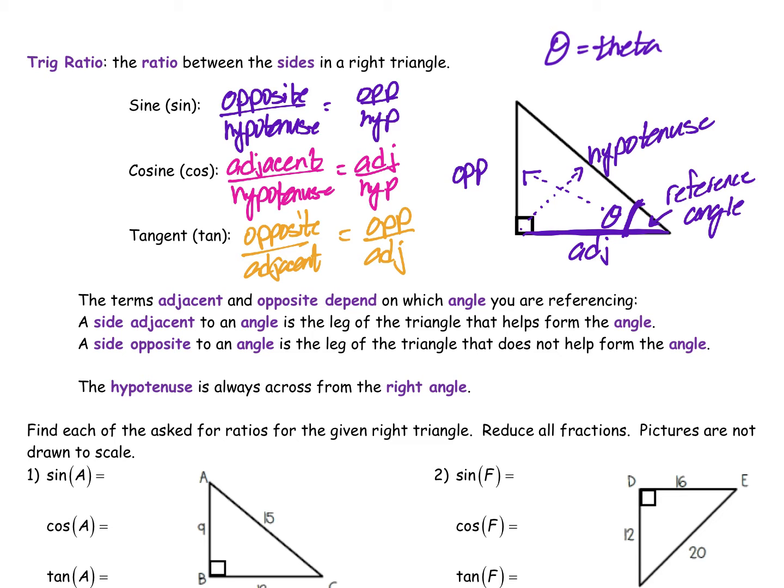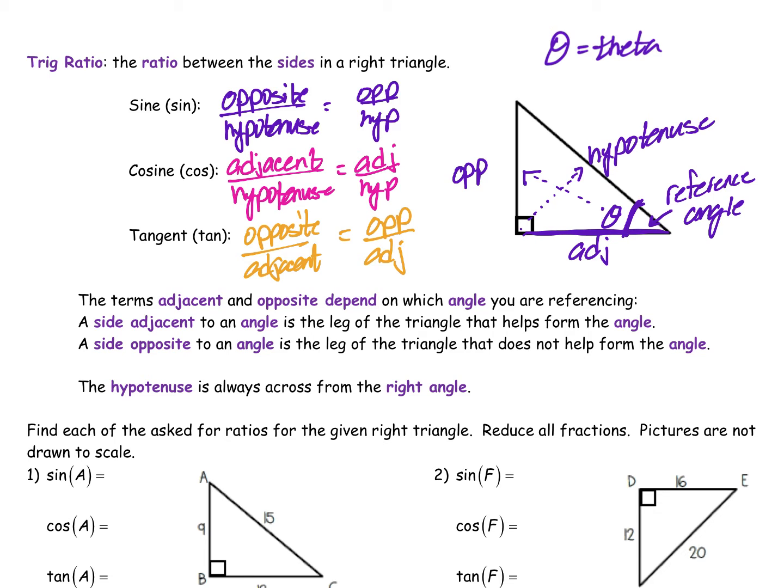Just the relationship between the sides and what it means. And again, the next little part just talks about how opposite and adjacent depend on what angle I'm referencing, my angle of reference. The side adjacent to an angle is the leg of the triangle that helps form the angle. And the side opposite to an angle is the leg of the triangle that does not help form the angle. So a different way of thinking about opposite, right? It doesn't help form the angle. It's the one that I have to draw a line through the triangle to get to.